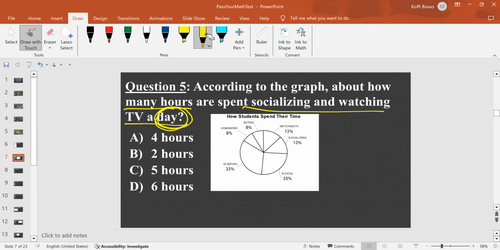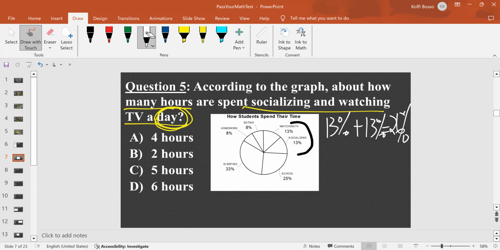This is a pie chart, and we have many sections. But we'll focus on what? This, watching TV and the socializing. If you see, they say 13% for each one. So because they say socializing and watching TV, we're going to take both. So that means we're going to take a 13% plus another 13% to get 26%.